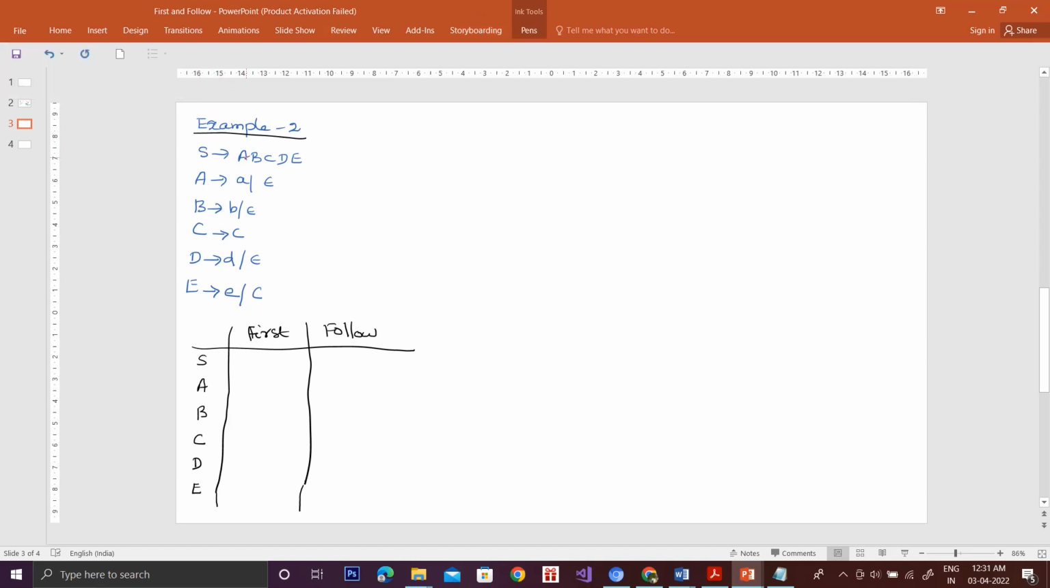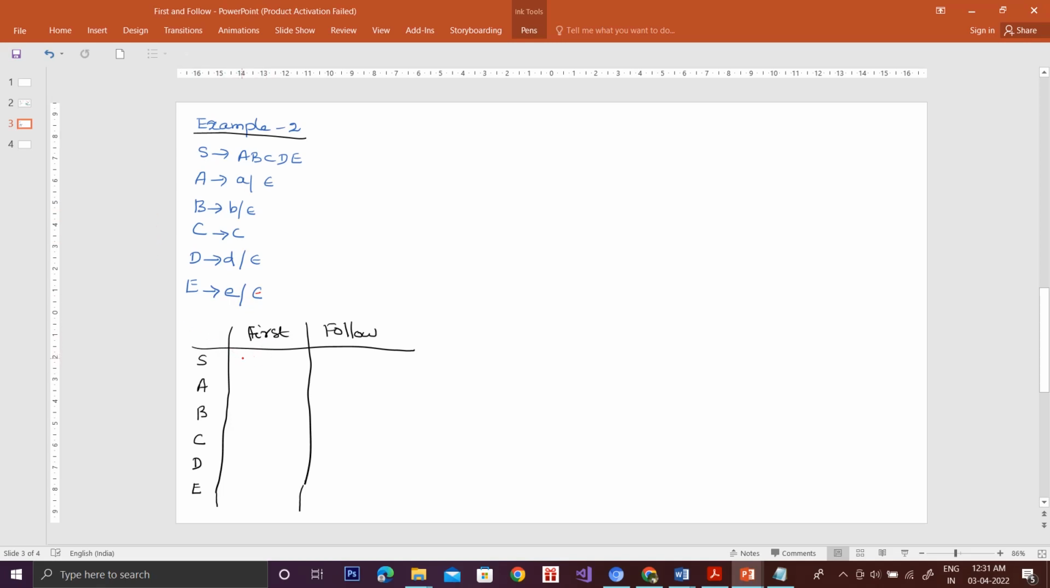Capital S gives capital A, B, C, D and E. Capital A gives small a or epsilon, capital B gives small b or epsilon, capital C gives small c, capital D gives small d or epsilon, and capital E gives small e or epsilon. Now we'll find out the first and follow for S.